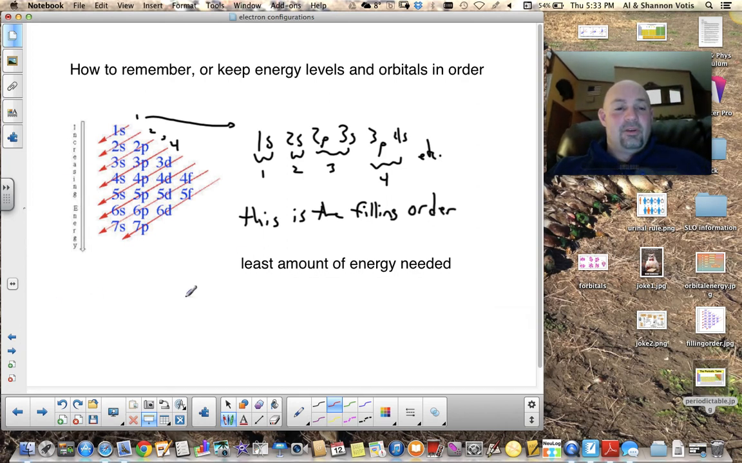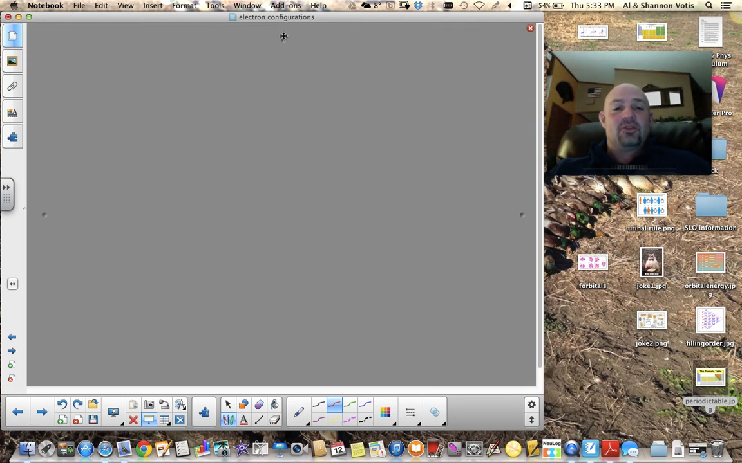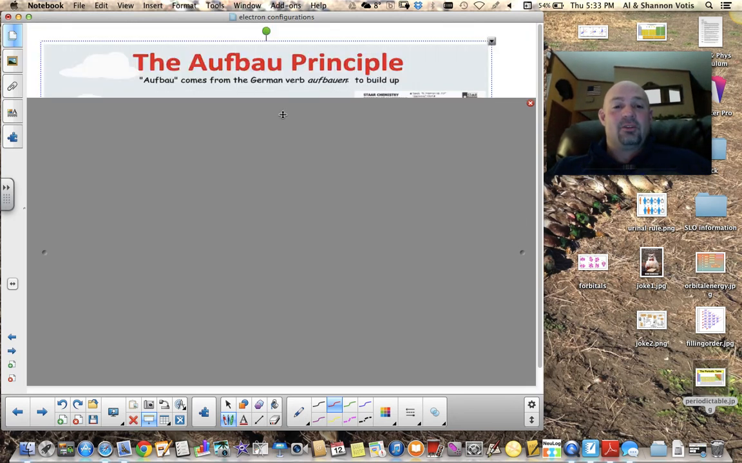So remember this little diagram. That's going to be your key to knowing your filling orders. So again, that's telling us what the lowest energy levels and orbitals are, because we fill those first. That's the Aufbau process. This next slide is also showing us a little bit more about the Aufbau principle and the Aufbau process.